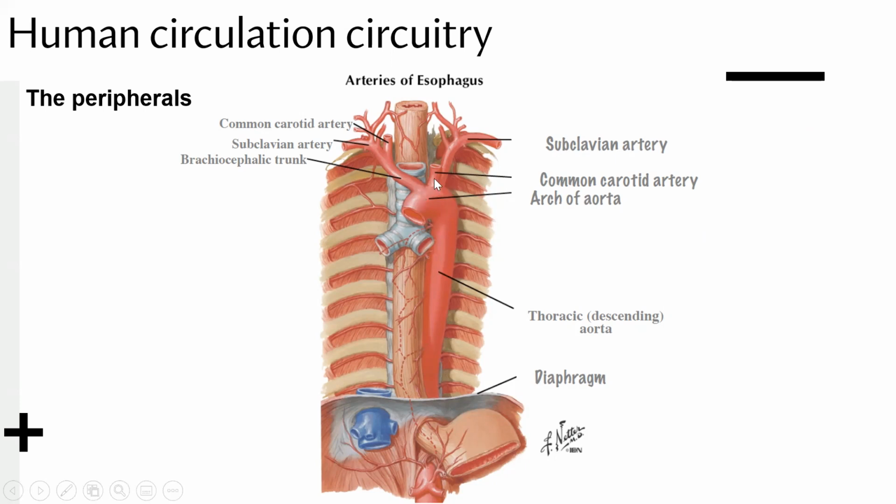So this is the main channel that carries the entire blood coming from the left ventricle all the way to the rest of the body. As you can see, it's already started its job here.